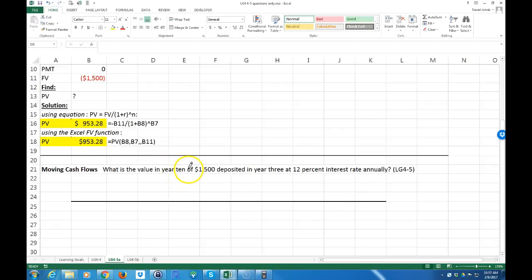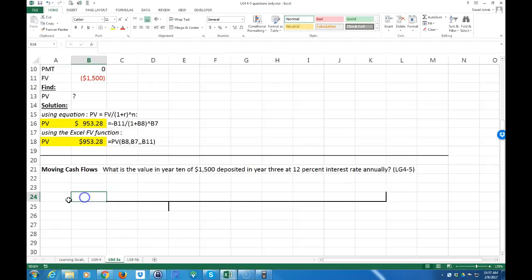And we want to know the value in year 10. We want to know how much I'm going to get in year 10 if I deposit some amount in year 3. So this is year 1, 2, 3. So in year 3 I'm going to deposit some amount, and I want to know how much that's going to be worth in year 10. Okay, so I'm going to hit escape.